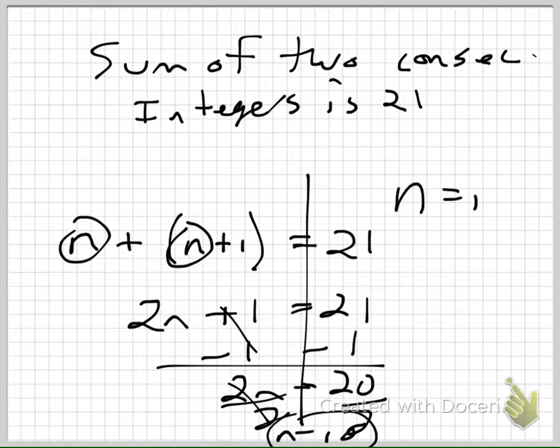Which tells you if n equals 10, then what are the two consecutive numbers? If the first number is 10, then the second number is 11. Okay? It's two consecutive numbers.